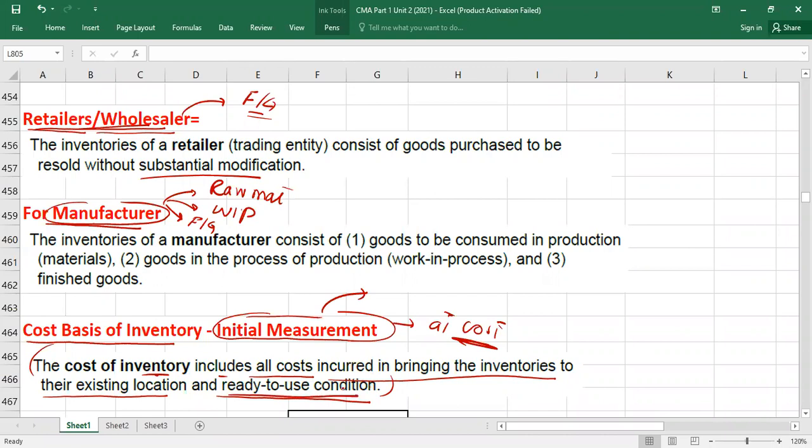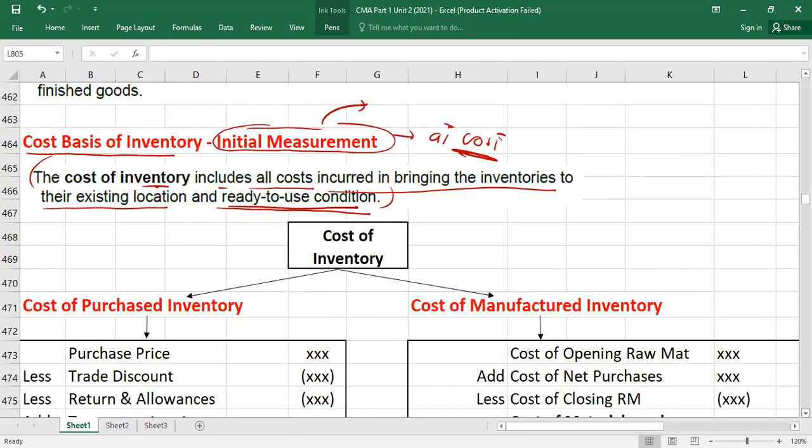Second keyword is what? Ready to use condition. So obviously, if it is a raw material and maybe it is wood, assume, but you want to manufacture maybe furniture items. So ready to use condition is what? You will bring the raw material to the present location. Then you will incur some labor cost on this wood, some other overhead costs like electricity, etc. You are also paying rent of the facilities where the production is going on. So all these costs will also be the part of inventory cost. Right? So these are just two keywords I have explained. Now let's go through case by case. So here we go. There are two scenarios.